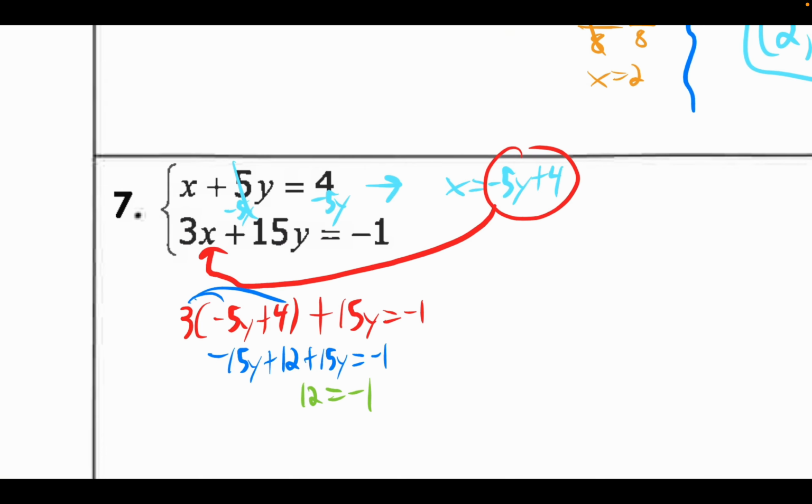Now, we got down to a place where we have no variables, and so we need to ask ourselves, is this equation true or false? Is this statement accurate? Does 12 equal negative 1? Well, of course 12 does not equal negative 1. And so then we say the answer is no solution.